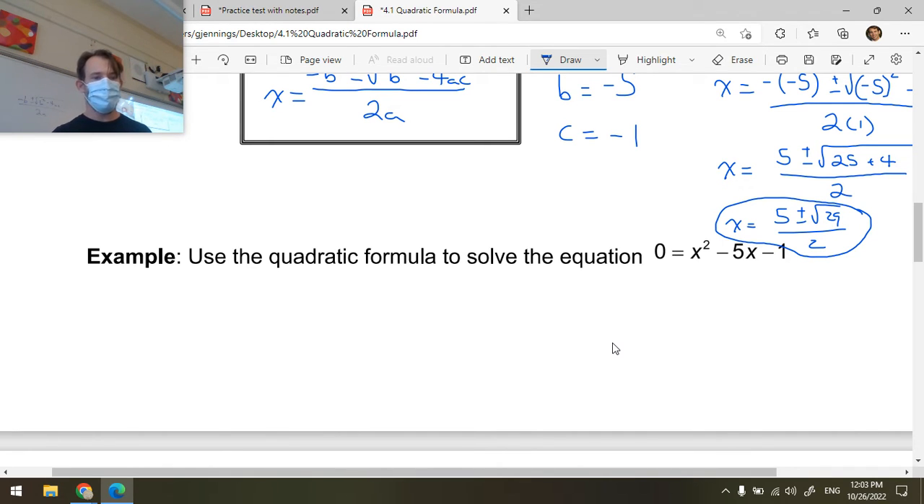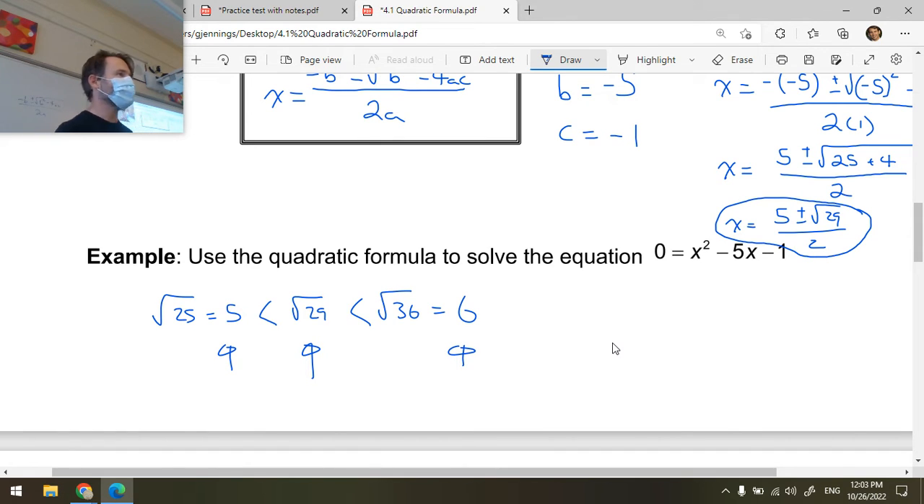Here's what I kind of have in my head. The square root of 25 is equal to 5, and that's going to be less than the square root of 29, which is going to be less than the square root of 36, which is equal to 6. So I know the square root of 29 is between 5 and 6. This kind of thing is happening in my head.